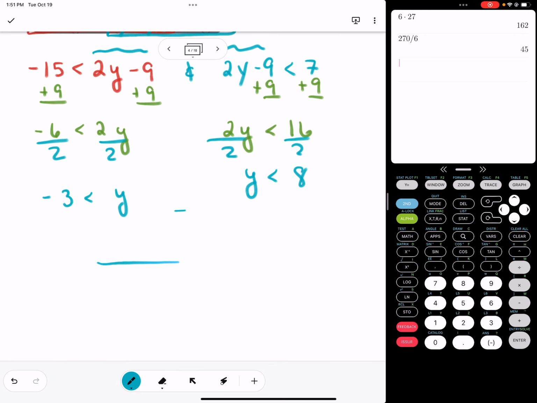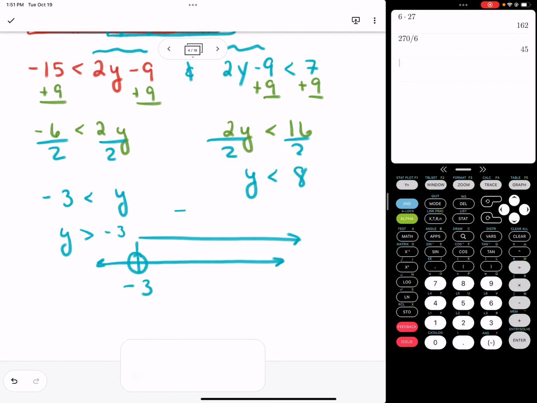So let's take a look at this. You need to look at it graphically. So y is greater than negative 3. In fact, I'm going to rotate that so you can see. At negative 3, the inequality points to the right, so my arrow is going to point to the right as well. Open circle, that's everybody that's bigger than negative 3. And then 8, I have to be less than it, so this is everybody less than 8.